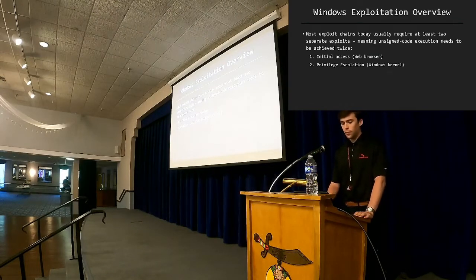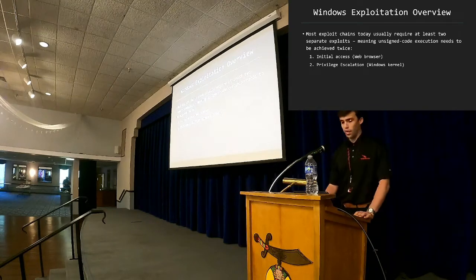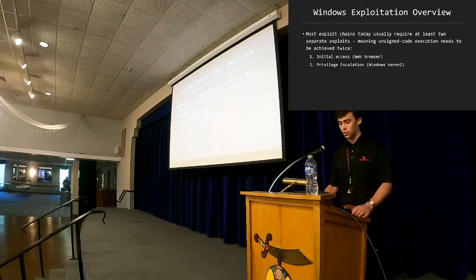Most exploit chains today take two separate exploits. The reason is popular initial access targets like web browsers are sandboxed. So when an attacker exploits a web browser, the code execution they have is only in the context of a very low privileged sandbox. You can't open up network connections, drop files, or do any of the things we want to do. So they'll try to privilege escalate from there. And the main method of that is through the Windows kernel, because obviously it's accessible to anyone that uses the OS.